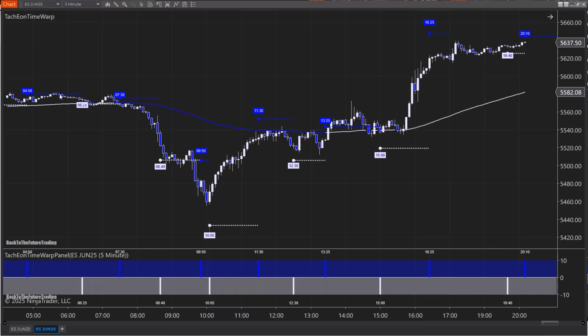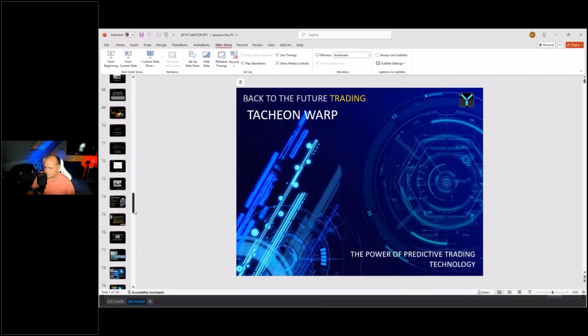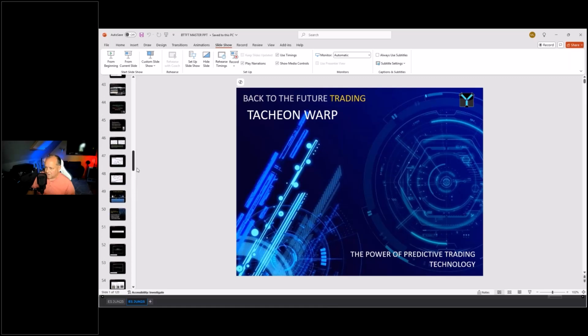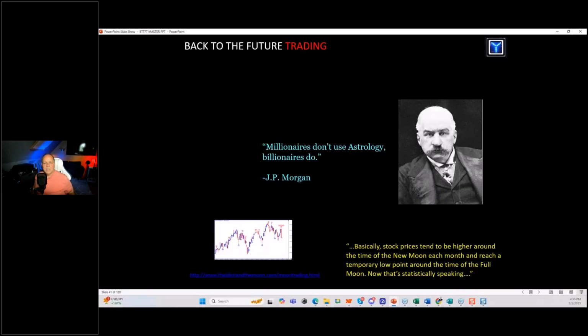What I'm trying to tell you is the people who know this stuff works aren't telling you why it works. They're not telling you how markets really move. In fact, one of the guys who's responsible for manipulating markets and building one of the largest trading organizations in the world said something out loud. He said, millionaires don't use astrology. Billionaires do. And in the early 1900s, billionaires was a big deal. Billionaire is like a trillionaire today.